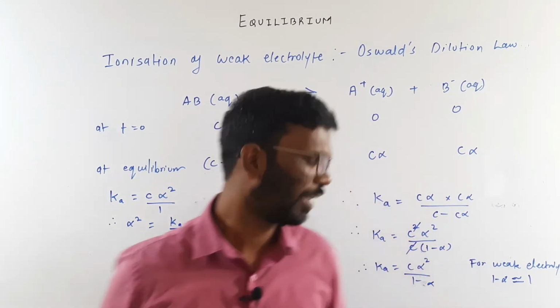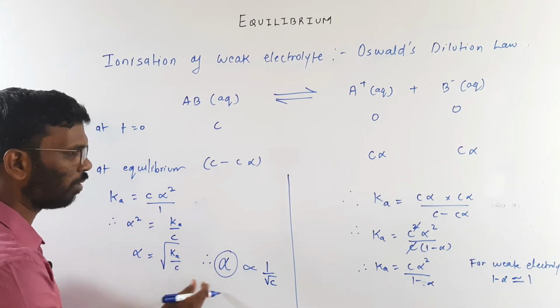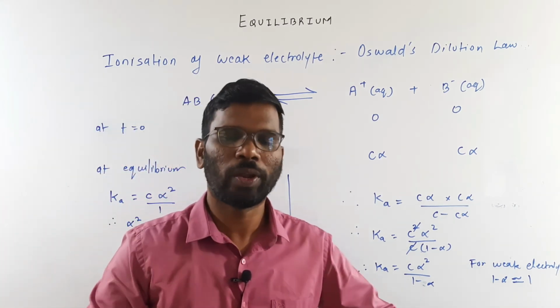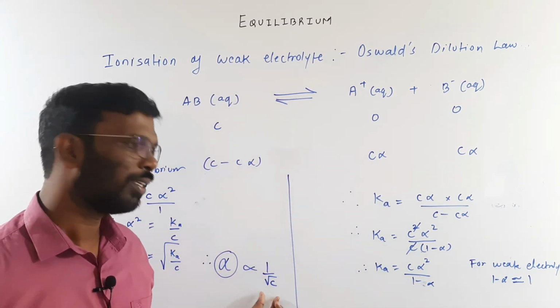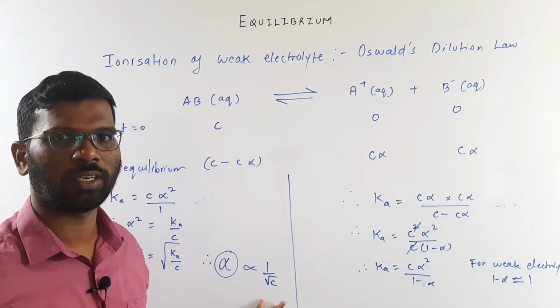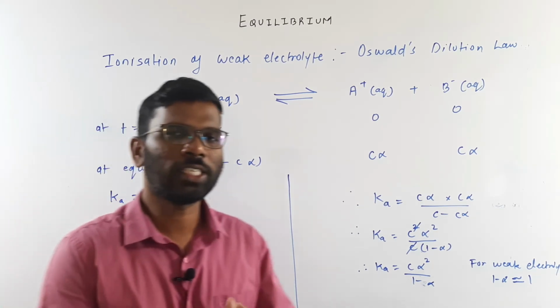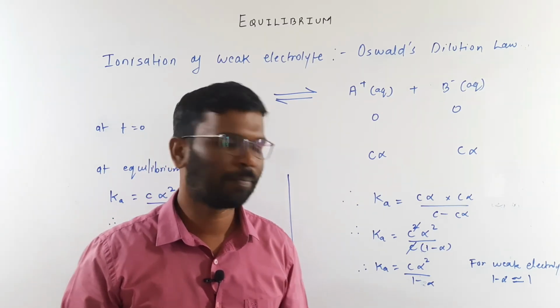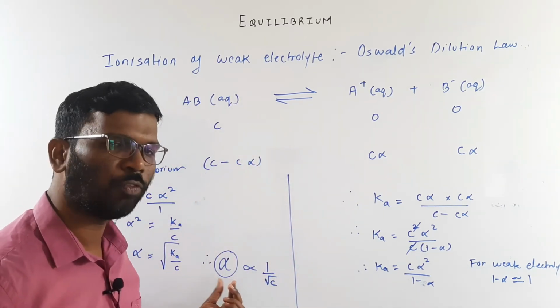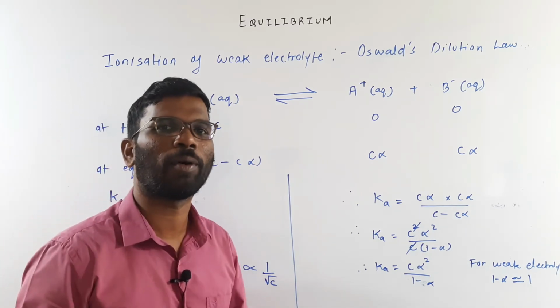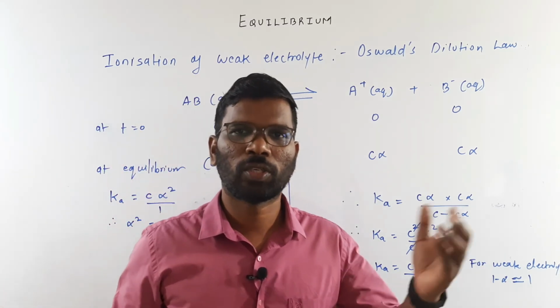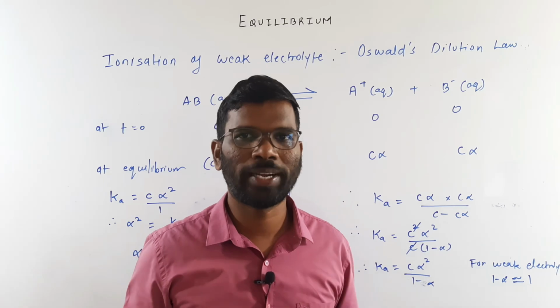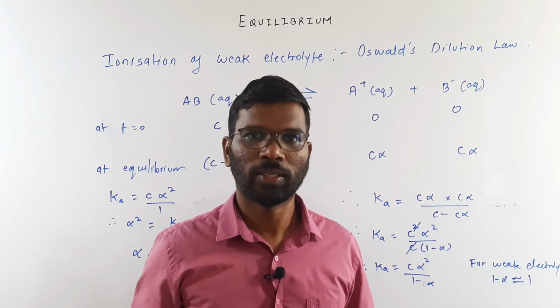So what it says is that the degree of ionization, how much the weak electrolyte is going to dissociate, is inversely proportional to the square root of concentration. Means if the concentration is more, then dissociation will be less. If you dilute it, if you add more water, it will become dilute. So dilution increases more splitting. Okay, so that is what it means.